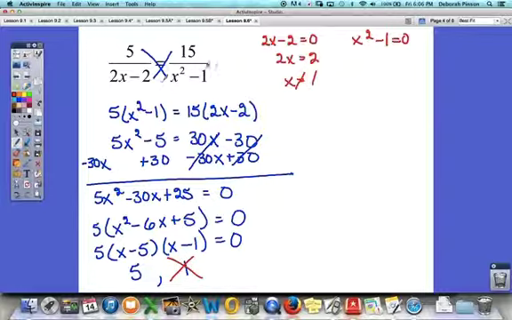And over here with the x squared minus 1, I would have 1 and negative 1. Now 1 I already threw out. Negative 1's not one of my answers. So 5 should be good as an answer.